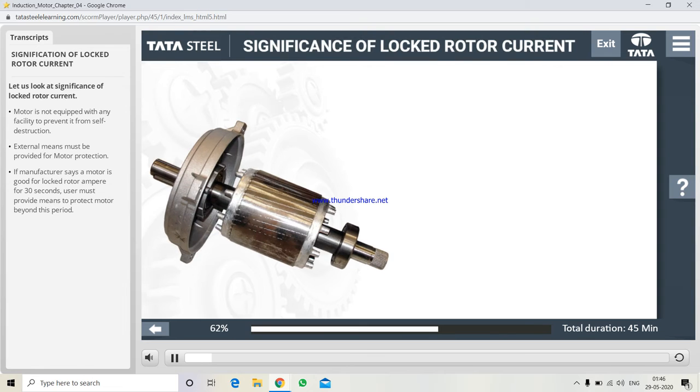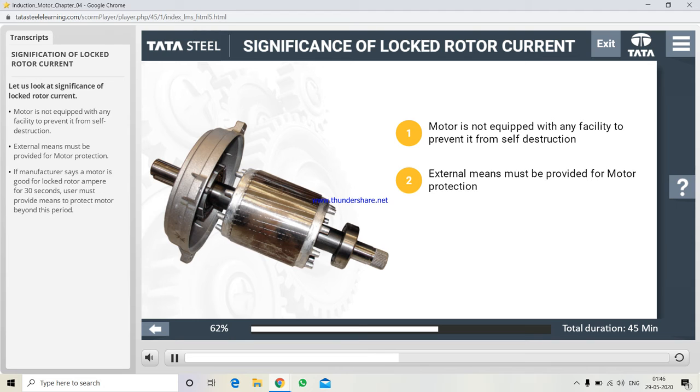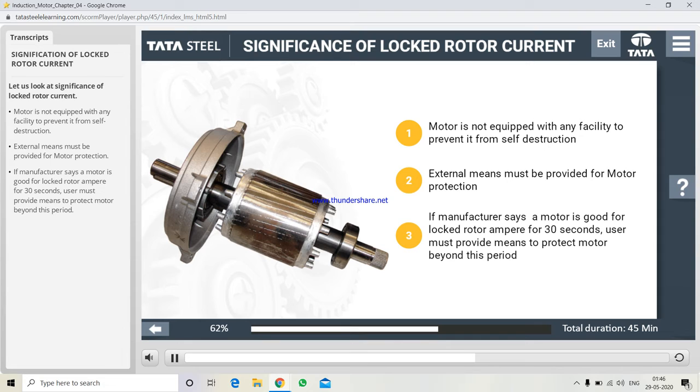Let us look at the significance of locked rotor current. The motor is not equipped with any facility to prevent it from self-destruction. External means must be provided for motor protection. If the manufacturer says a motor is good for locked rotor ampere for 30 seconds, the user must provide means to protect the motor beyond this period. Click Next to continue.